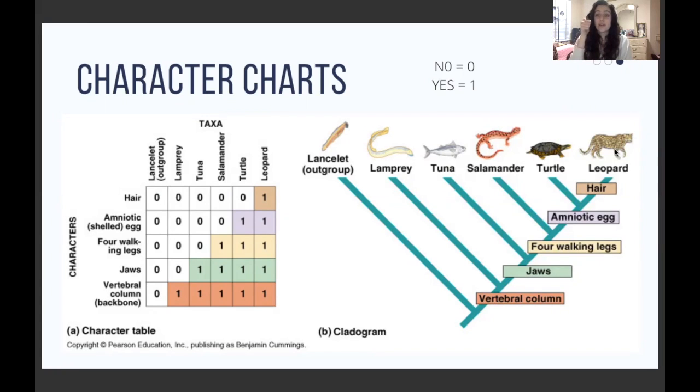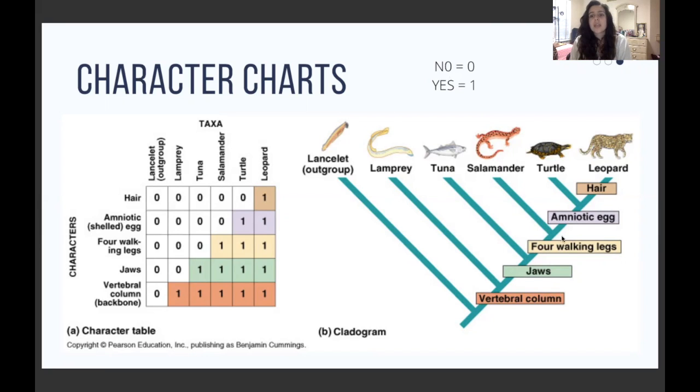So if we ask the question, has hair, question mark, we're gonna say yes, okay? Yes, in terms of character charts, translates to the number 1. So again, a leopard has hair. None of these other organisms have hair. So we're gonna say again, do you have hair? No, you get a 0. So all of these get zeros.